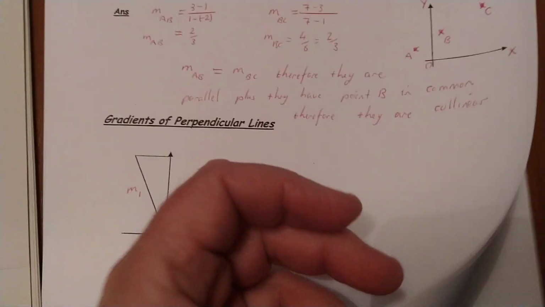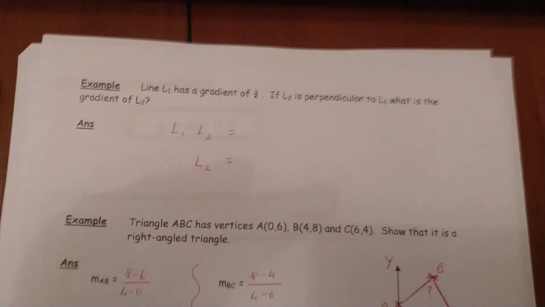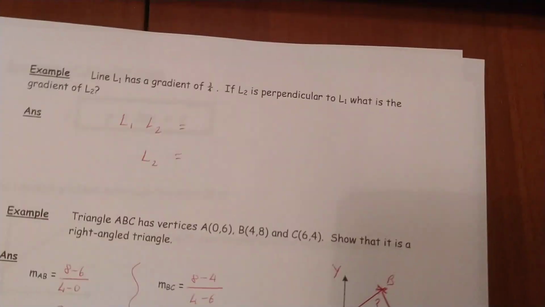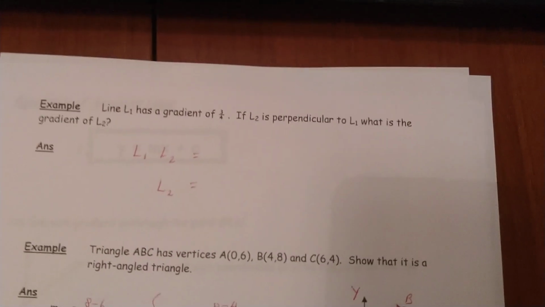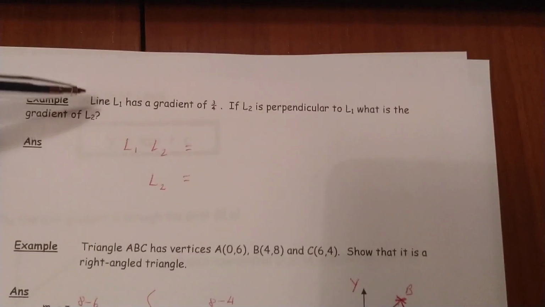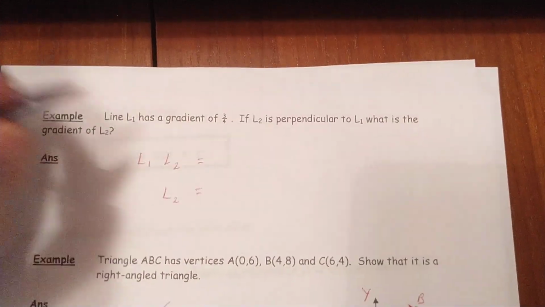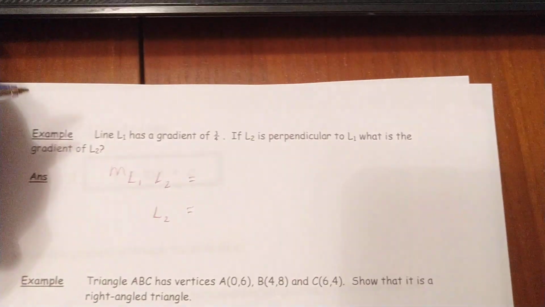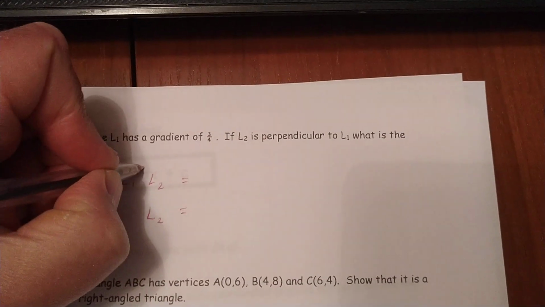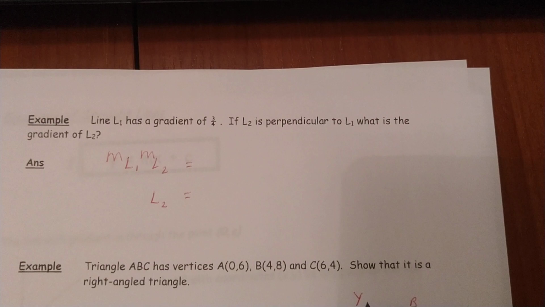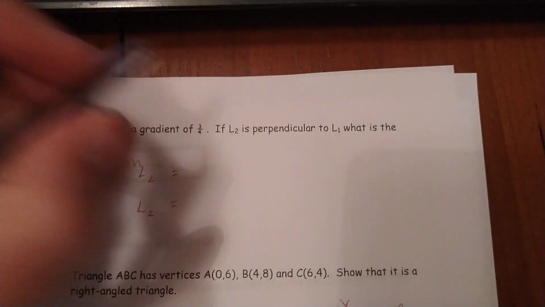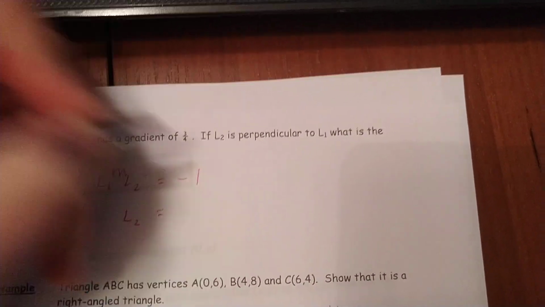To complete the notes, how do we use this? Exam questions. Here we go on page 5. All right, two gradients. Gradient of L1 times the gradient of L2. Well, if they're perpendicular, I know I must multiply to get minus 1.